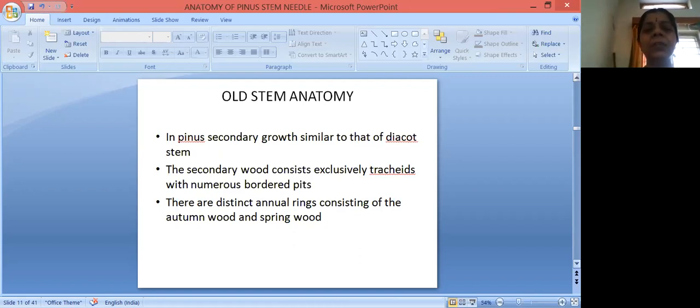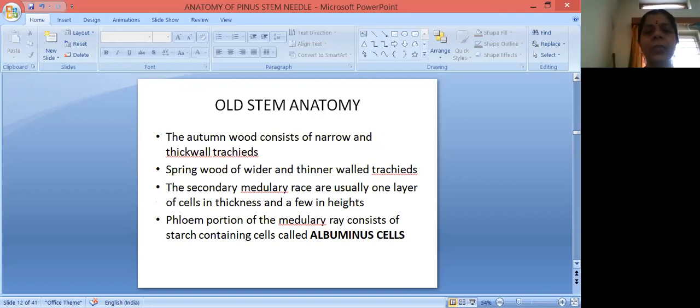And annual rings consist of two types of wood. Autumn wood is formed in the season of autumn, and spring wood is formed at the time of spring season. Autumn wood commonly consists of narrow and thick-walled tracheids. Spring wood has wider and thin-walled tracheids. Both are commercially useful for furniture making.